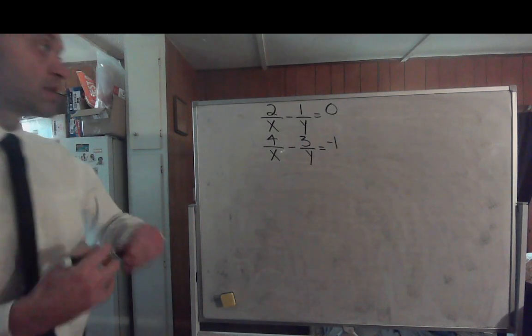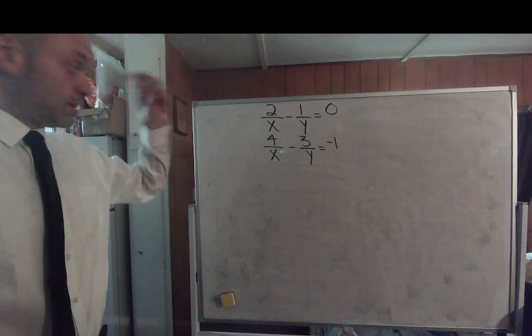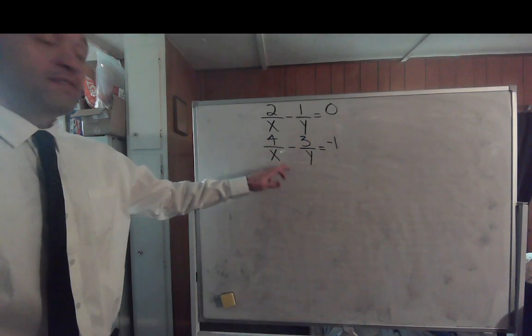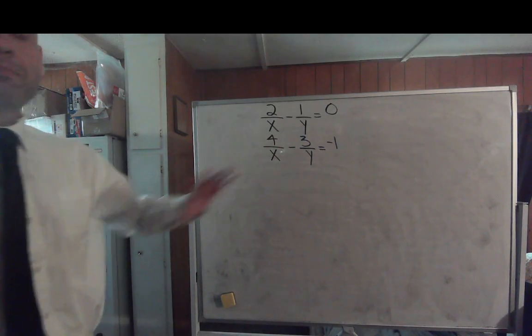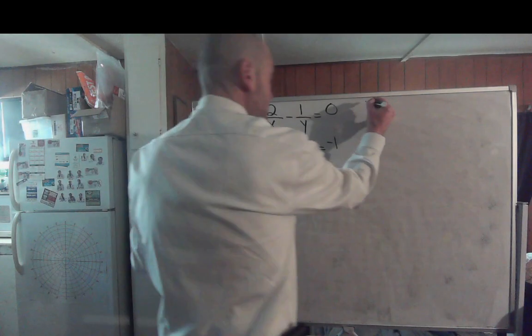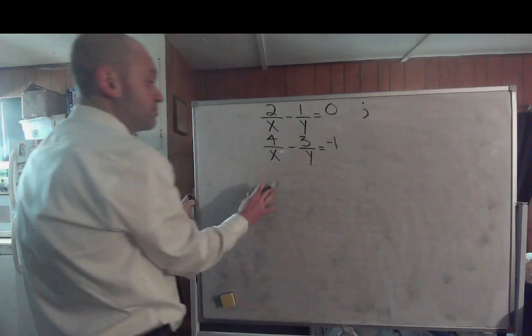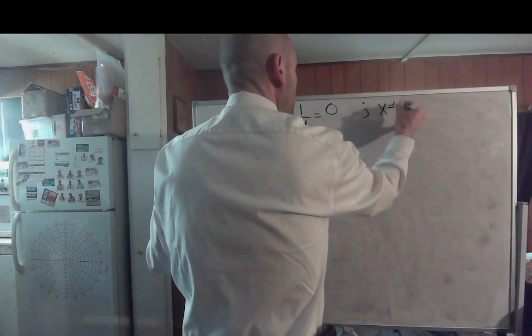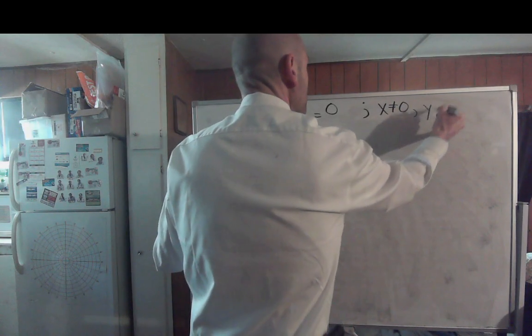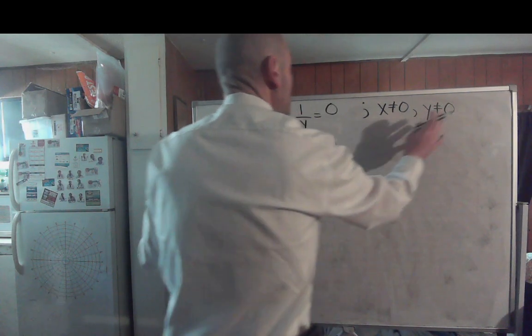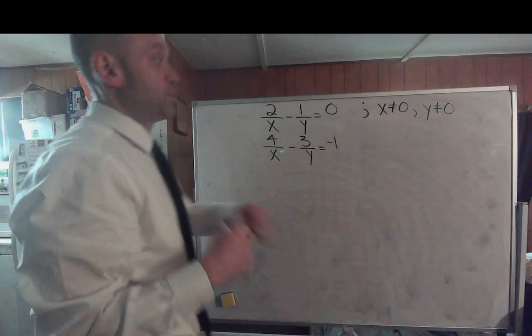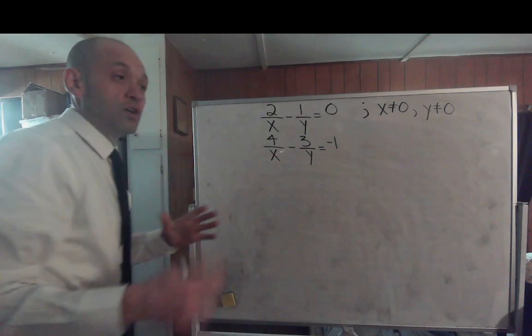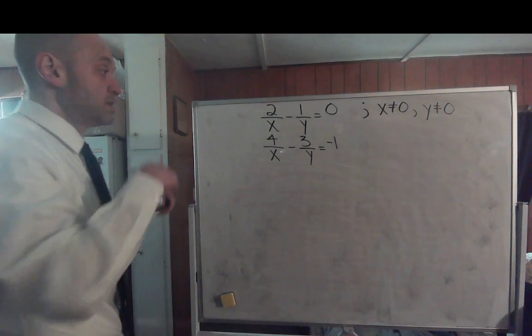Okay. Well, again, we have to have the caveat that neither x nor y can equal 0, because that would make an undefined expression. So x cannot equal 0, and y also cannot equal 0. If we get that for any of these, we have to throw out the solution. It would be called an extraneous solution.